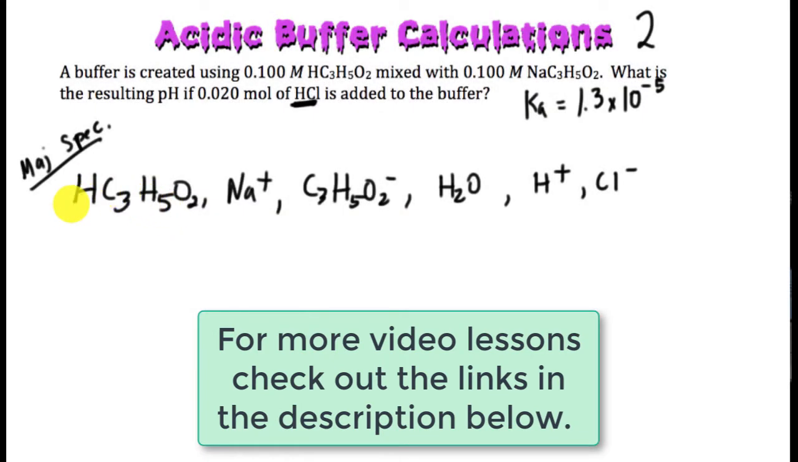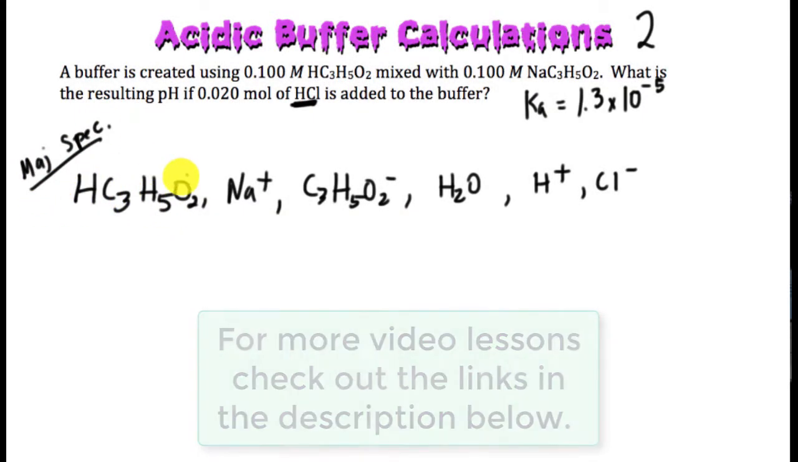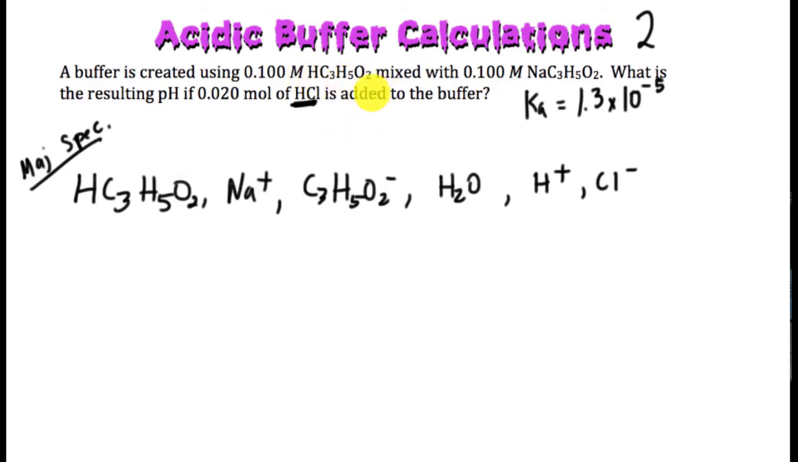Okay, the first thing I'm doing here is looking at the major species. So I'm looking at what I have in the solution, going through and analyzing it. I have a weak acid. Let me write that down here. So I have weak acid. Okay. I have that conjugate acid from a base, the strong base. It's sodium. We get rid of it, right? We cross off those sodium ions.